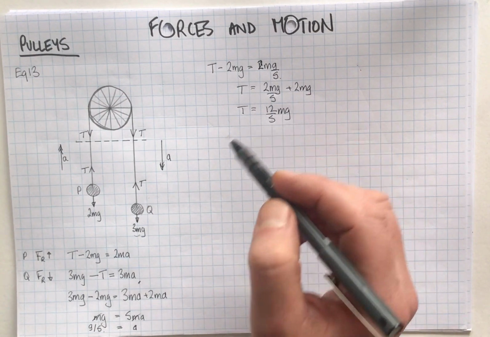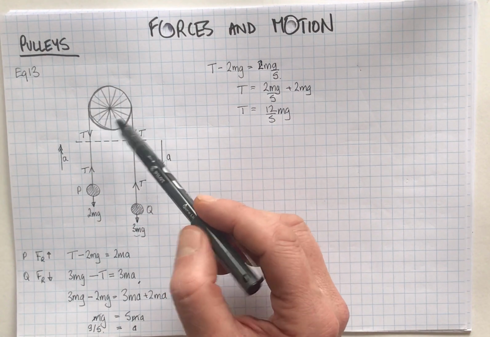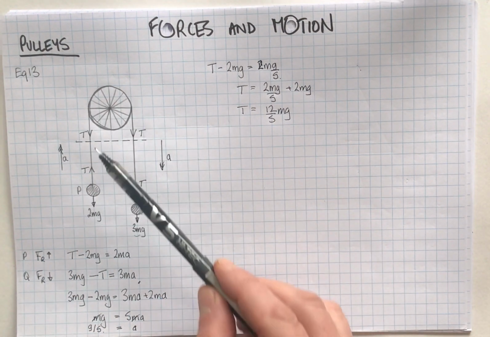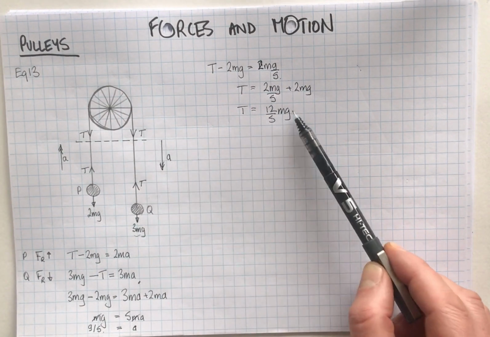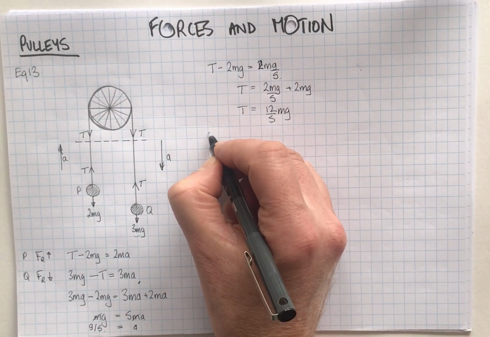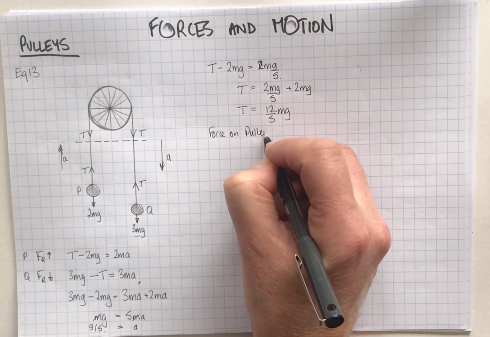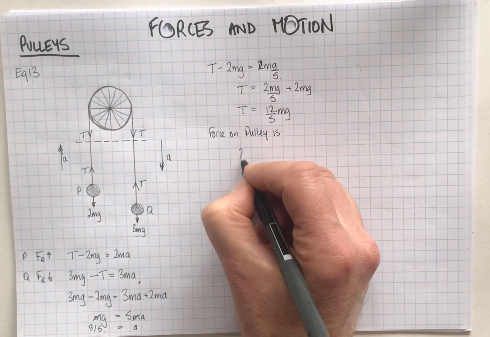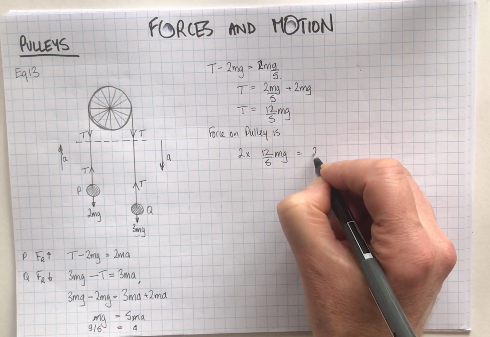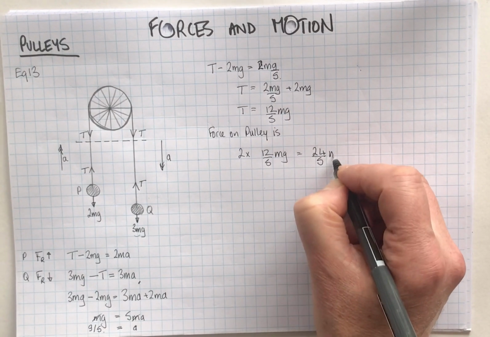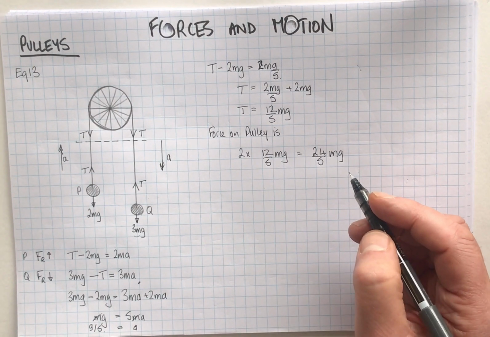So that tells you what the tension in the rope is. Now we can also use this information to work out what the force exerted on the pulley by the string is. Well, it's quite easy to see. If you've got T pulling down here, which is 12 fifths of mg, and T pulling down here, which is also 12 fifths of mg, then the force on the pulley is 2 lots of 12 fifths of mg, which is 24 over 5 mg. Again, you could do 24 fifths of 9.8 times m and work it out that way.